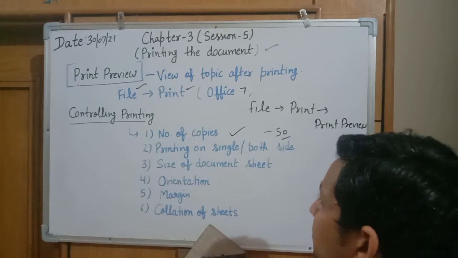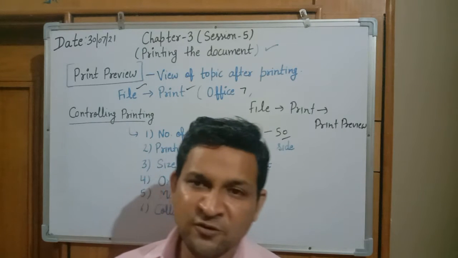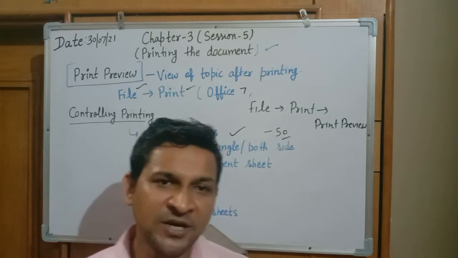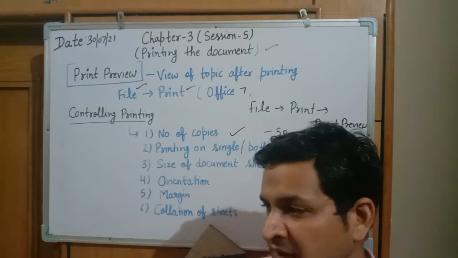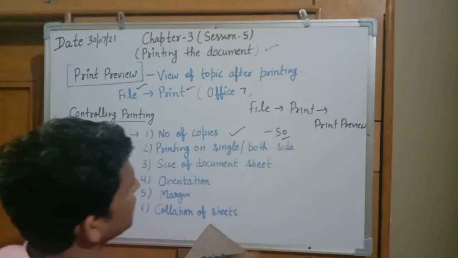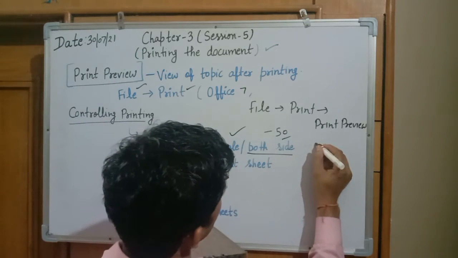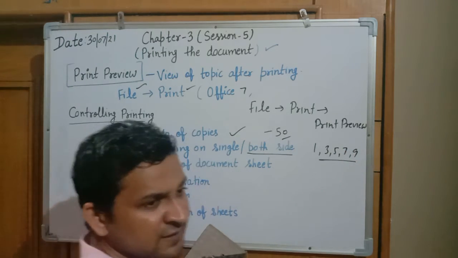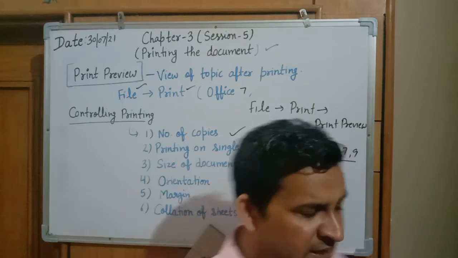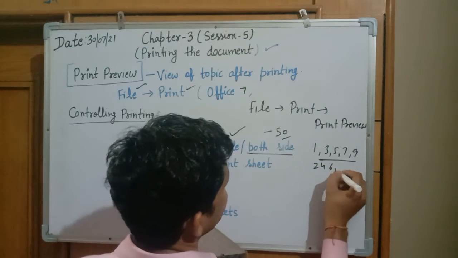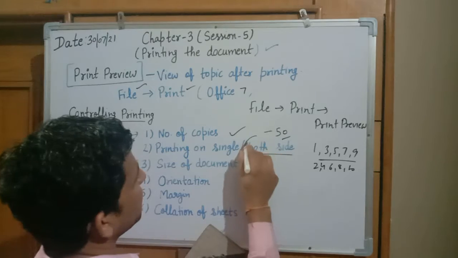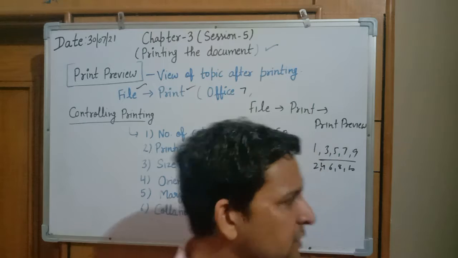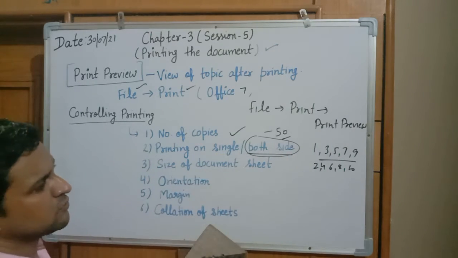Printing on single or both sides. It's the choice of the user. A user can take the printout on a one-sided page, or on a double-sided page. What will happen if we select the option of both sides? At first, it will print the pages in odd sequence: 1, 3, 5, 7, 9. Then, in reverse order, it will start printing the even numbers: 2, 4, 6, 8, 10. This is the concept of both-side printout. In case of single side, the sequence will be 1, 2, 3, 4, 5, 6. This is the concept of printing on single or both sides.